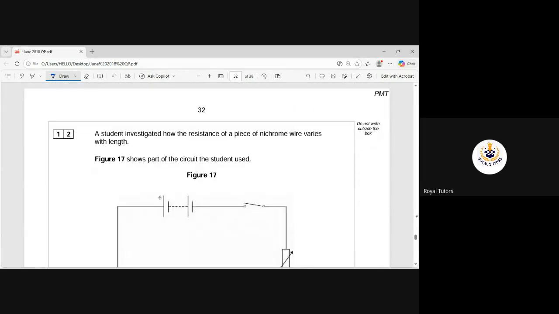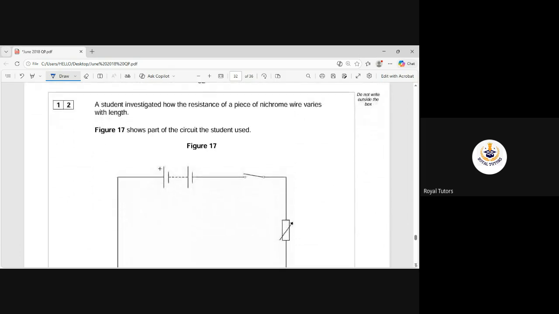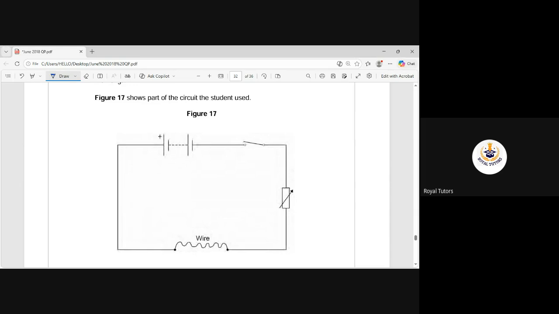So I think this is the last question. It says, a student investigates how the resistance of a piece of nichrome wire varies with length. Figure 17 shows part of the circuit the student used. So the first thing you want to do is study the circuit. You don't want to just rush to go and answer it. You study the circuit first. Then, after doing that, let's take a look at the question.